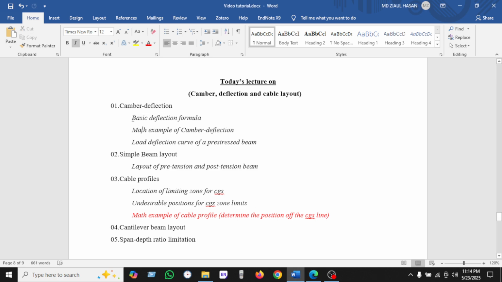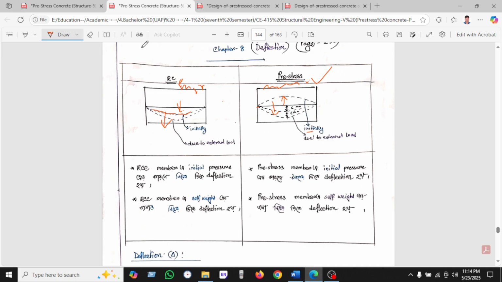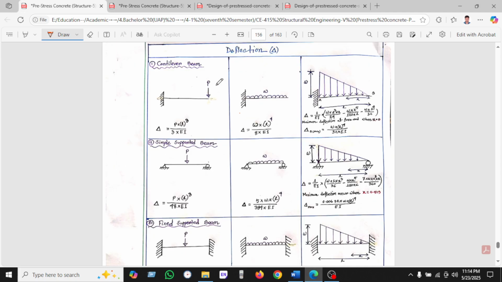So let's see some of the basic deflection formulas. This is my hand note. For a cantilever beam, if the beam is loaded with a point load, the formula is PL cubed by 3EI, and if the load is a UDL, then WL to the power 4 divided by 8EI. And if the load is variable, the maximum deflection will be WL to the power 4 by 30EI.